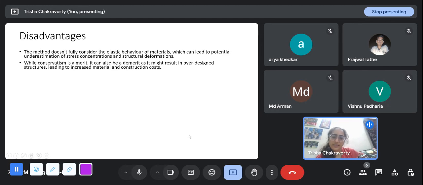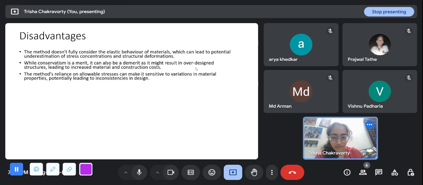While over-designed structures mean that you're making it conservative, you're making it safer, but you are also using more material and thus increasing the construction cost.